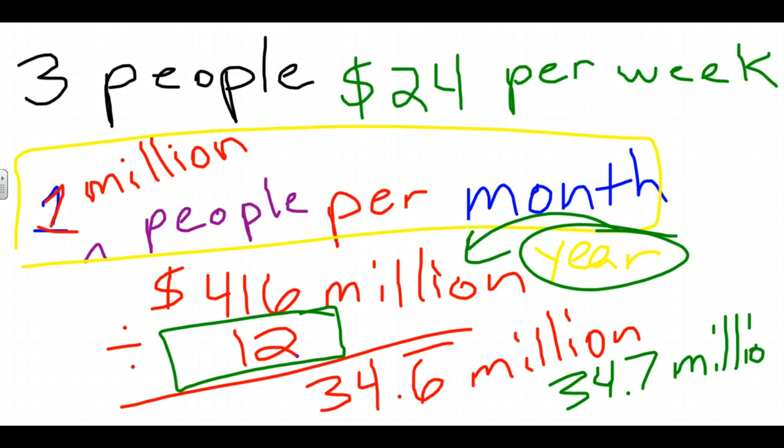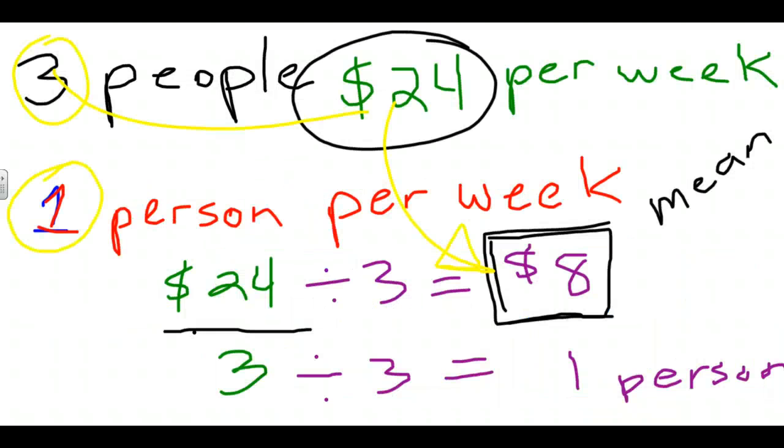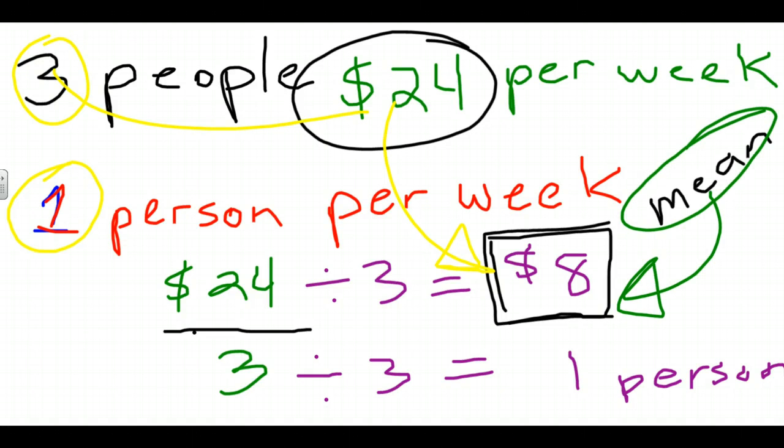So let's go through those examples one more time. If we say that our example is that there are 3 people in the group and there are $24 per week, first we want to find the average cost per person per week. So we find the mean. If there are 4 people in your group, you're going to divide by 4. If there are 3 people in your group, you're going to divide by 3. 3 people pay $24 total. Their average, their mean, is $8 per person per week.